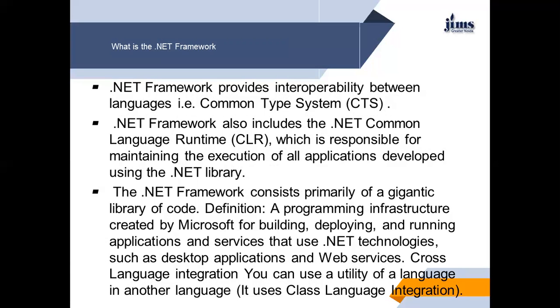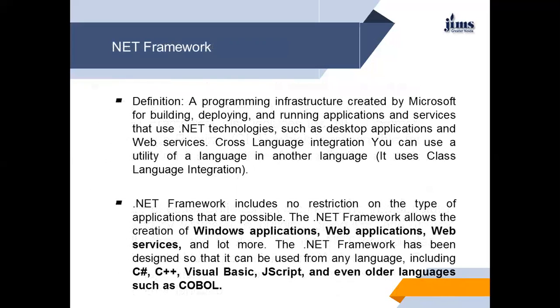Cross-language integration: you can use a utility of a language in another language. So it uses cross-language integration. It means two languages can easily interact with each other with the help of the .NET Framework. That is why it is called cross-language integration. It is a programming infrastructure created by Microsoft for building, deploying, and running applications and services that use .NET technology, such as desktop applications and web services.